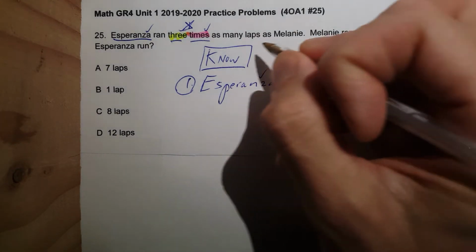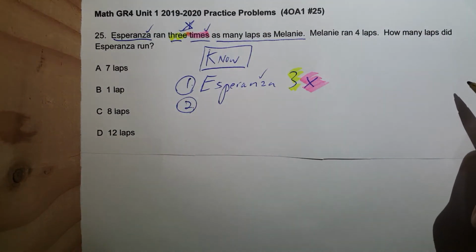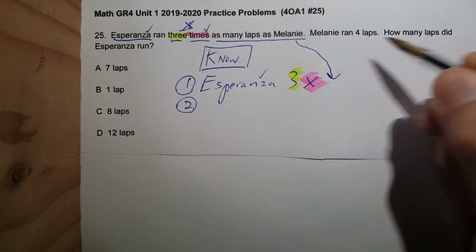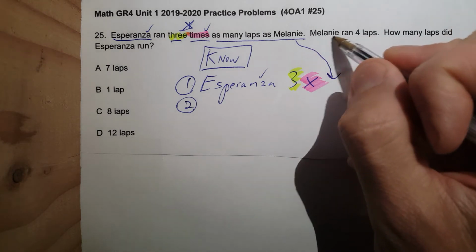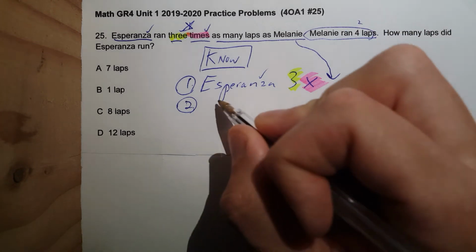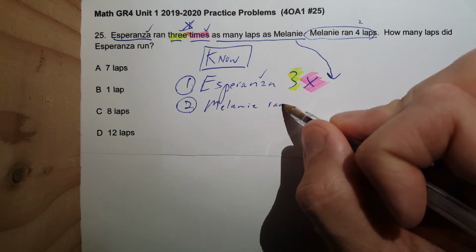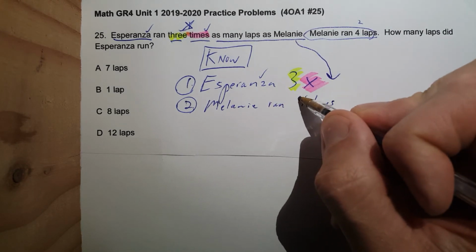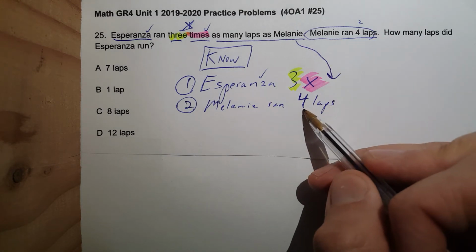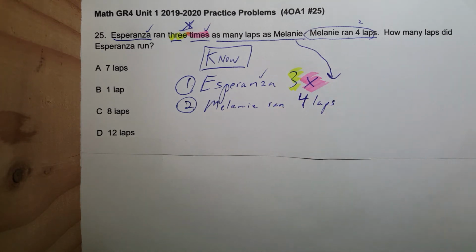Let's go to the next one. And we're just going to put Melanie right there. Sentence 1 done. Melanie ran 4 laps. So I'm going to put this down for number 2. Put down Melanie here. Melanie ran 4 laps. Now, yes, I just did copy everything right there, but by you rewriting it again and pulling the information out, it will help you better understand.